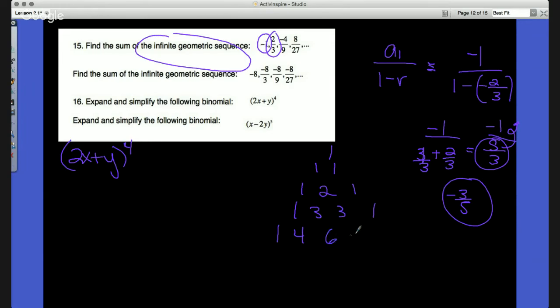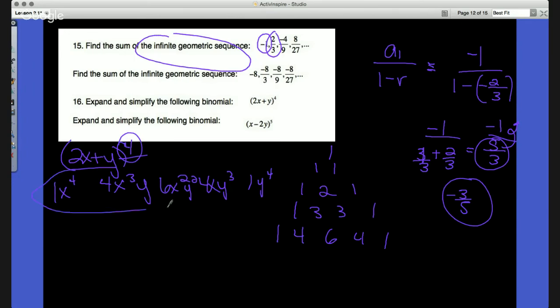And I think it's 1, 4, 6, 4, 1, right? So what we could do is these coefficients match up because it's to the 4th power. Now, as I go from left to right, notice that x is going to be to the highest power first, and then we decrease x to the 3rd, x squared, and x. Now, as x decreases, y will increase, so we'll have nothing, y squared, y to the 3rd, y to the 4th. Now, that's not my answer yet, right?